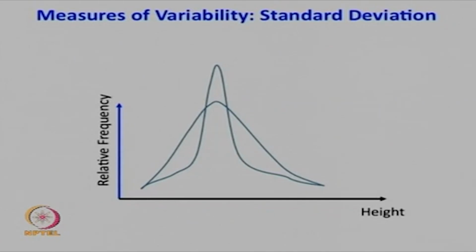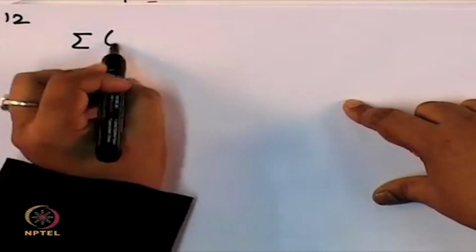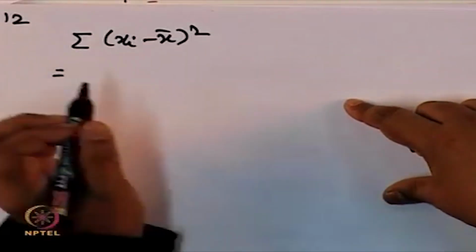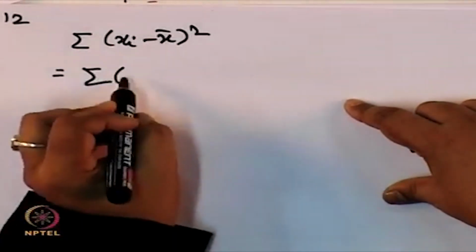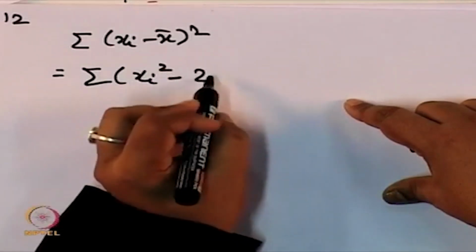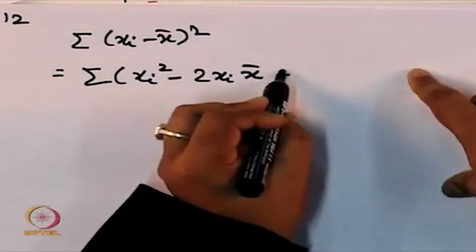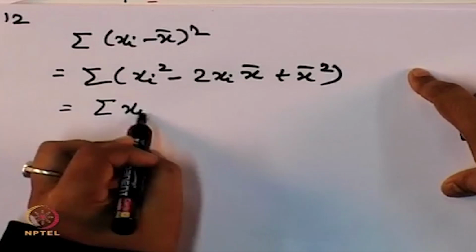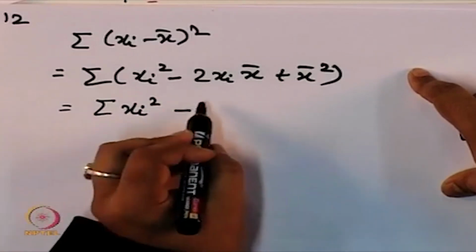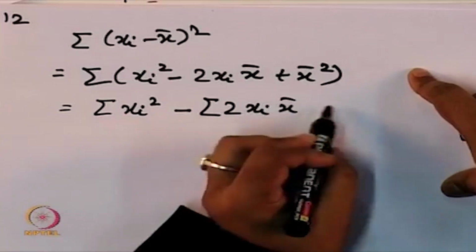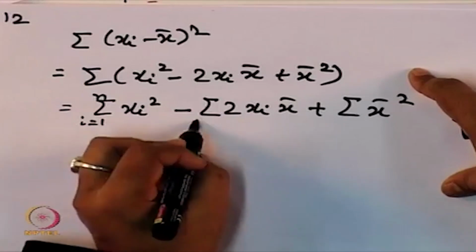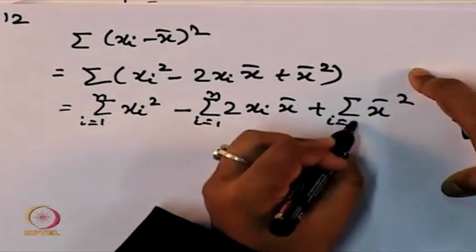Now, there is just one small mathematical trick. When I talk of summation of xi minus x bar whole square, I can expand it. So this I can write as xi square minus 2 xi x bar plus x bar square. Okay. So I can then write summation xi square minus summation 2 xi x bar plus summation x bar square. Each of them is i equal to 1 to n.